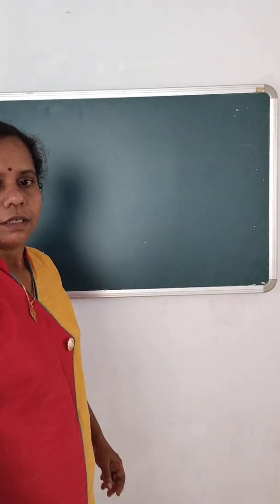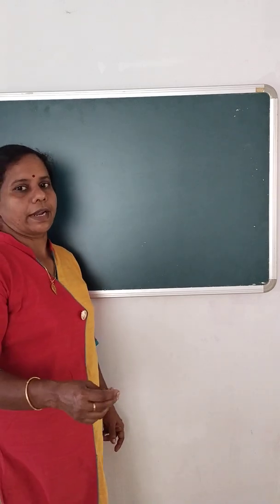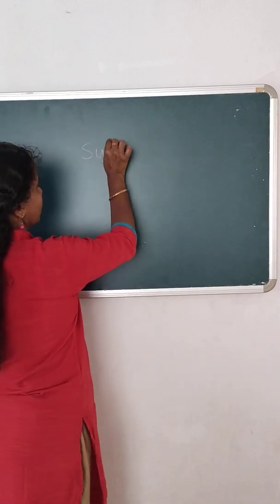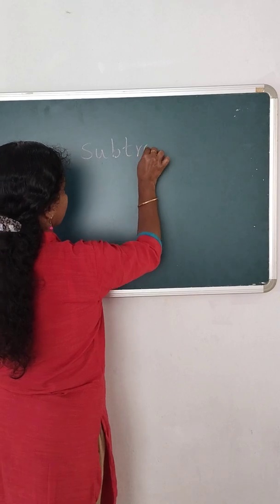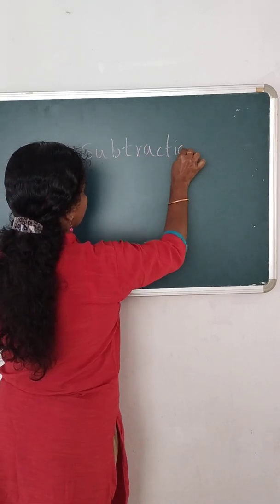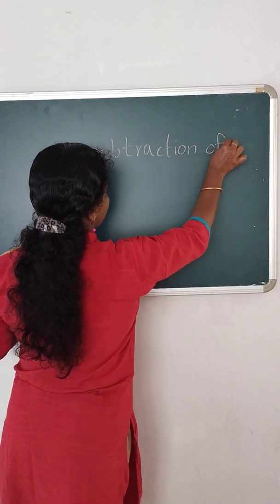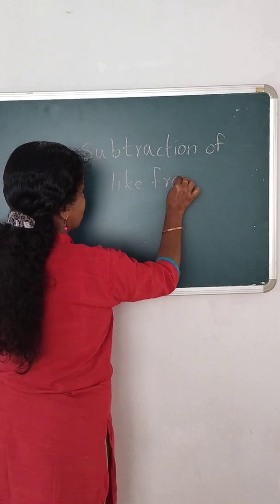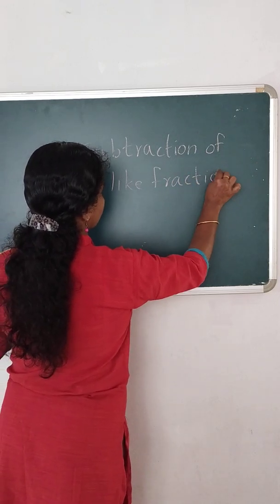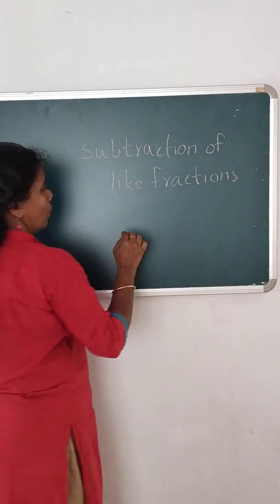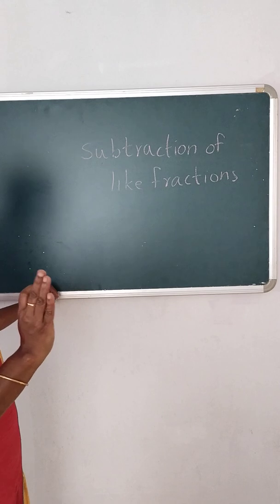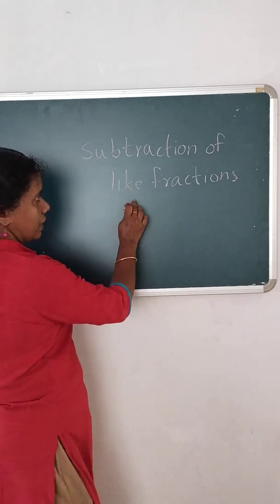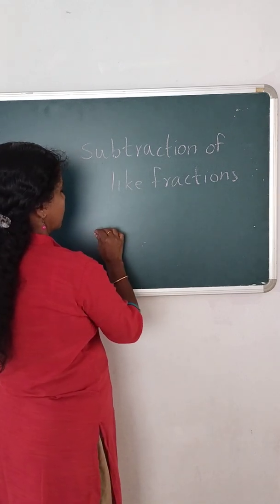Now let's go for the subtraction of fractions. Subtraction of like fractions. For whole number subtraction, everybody knows it, isn't it? You are familiar with it. It means 6 minus 5, we are getting 1, isn't it? In the same way we can check how we will do the subtraction of like fractions.